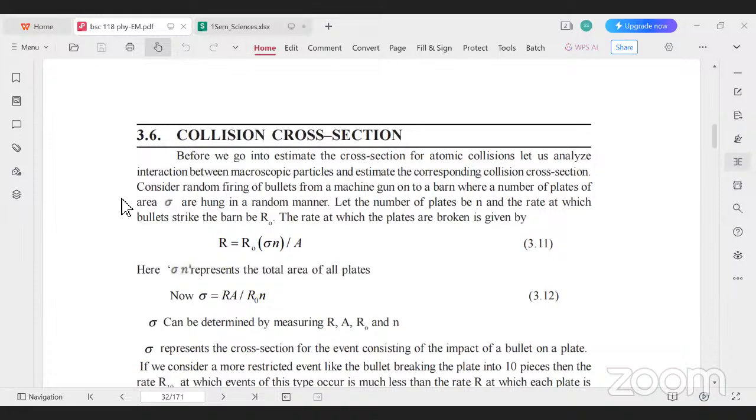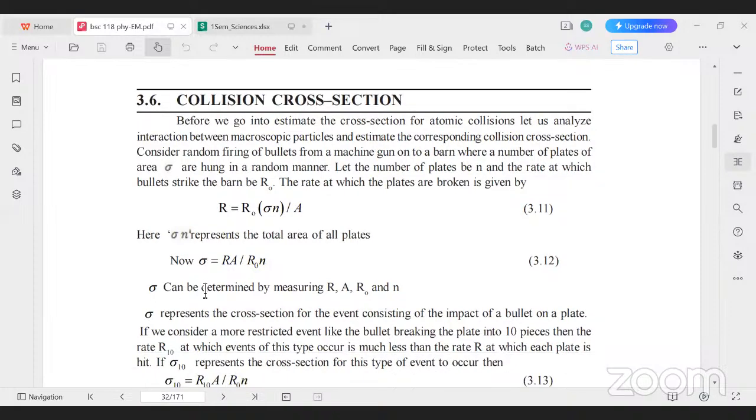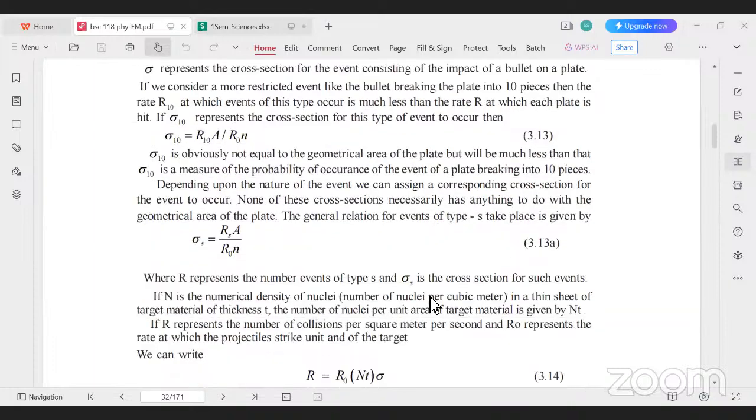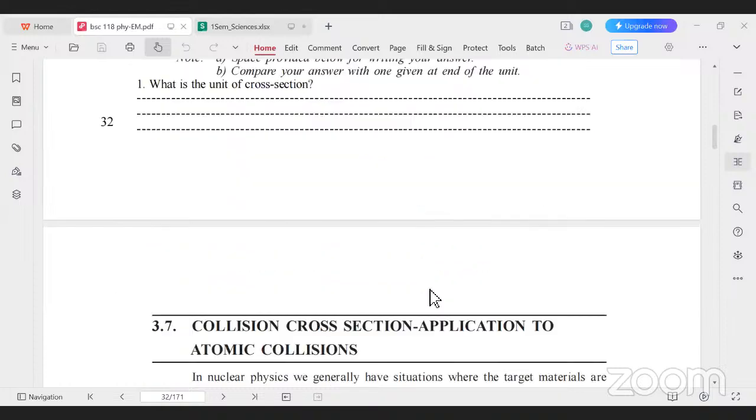Consider random firing of a bullet from a machine gun onto a bar, where a number of plates of area sigma are hung in a random manner. Relate the number of plates and the rate at which bullets strike the bar. The rate at which the plates are broken is given by this. Here they have given how the collision cross section can be determined by measuring R, A, and R naught. Just go through this, and you will understand what a cross section is.